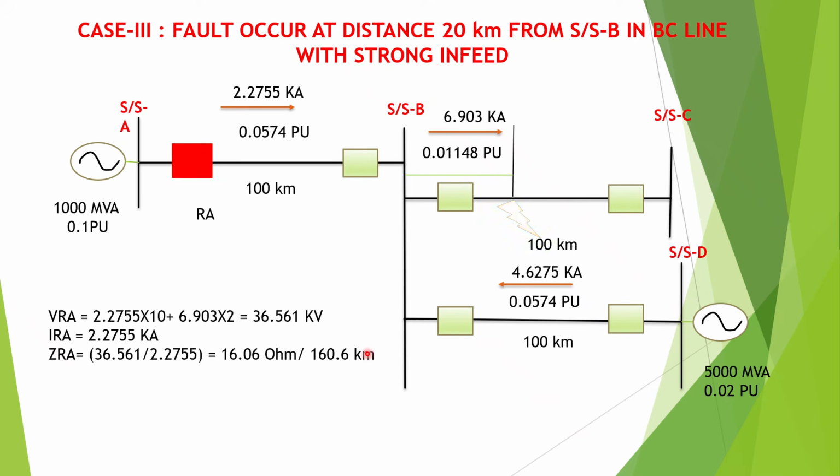Now the fault occurs at a point 120 kilometer from substation A end in the line segment BC. Since there is a strong source at substation D end, due to the INFEED effect, the fault sensed by the relay will be at 160 kilometer. So the relay will underreach due to the strong INFEED effect.